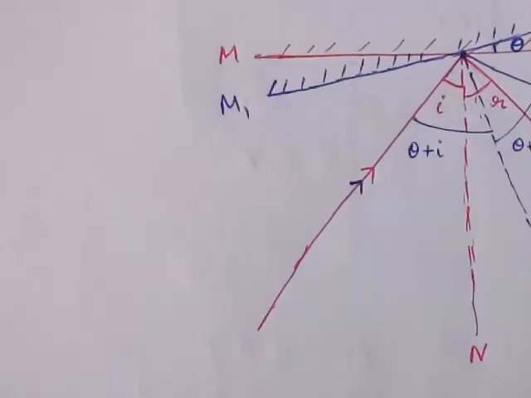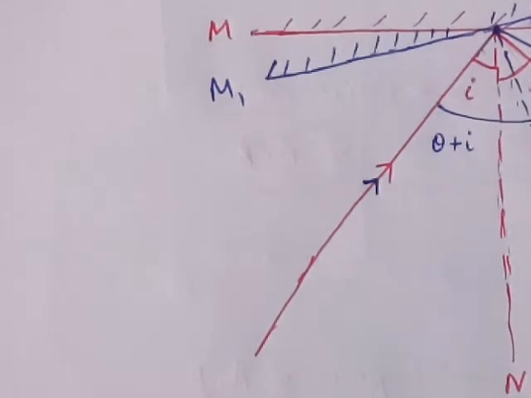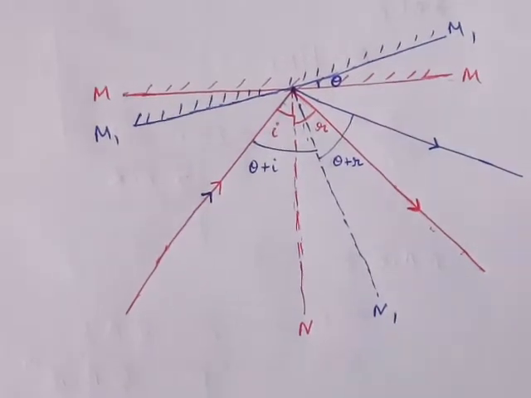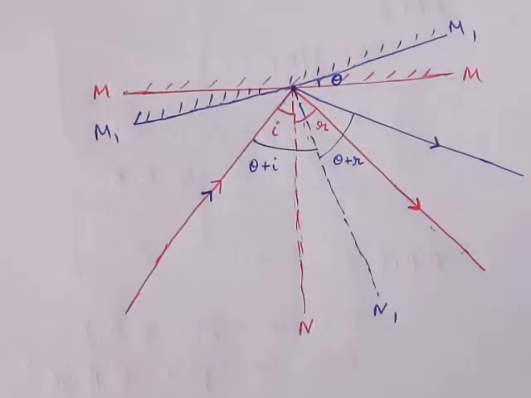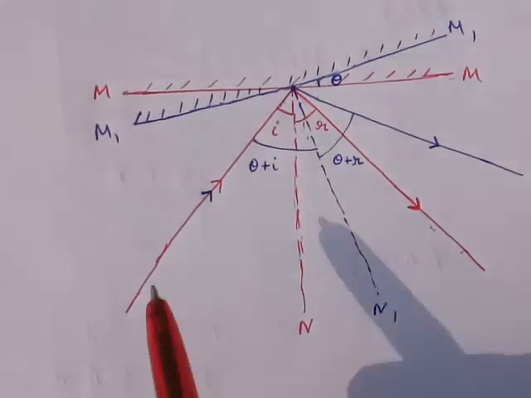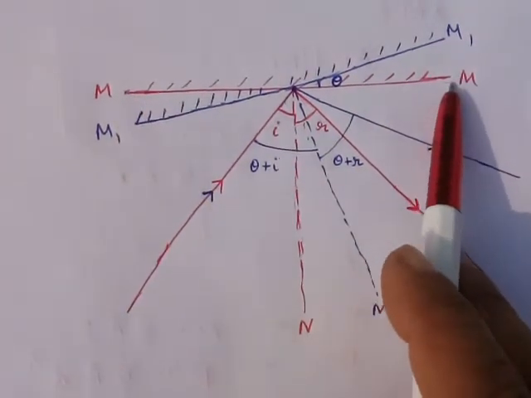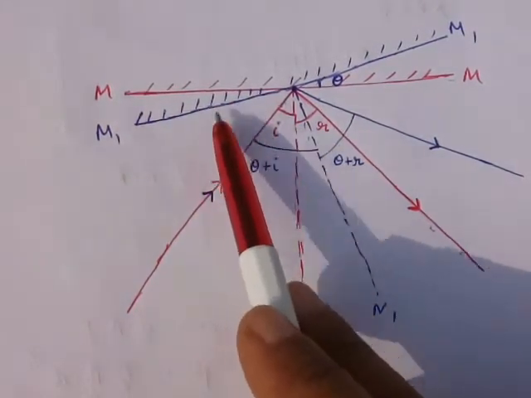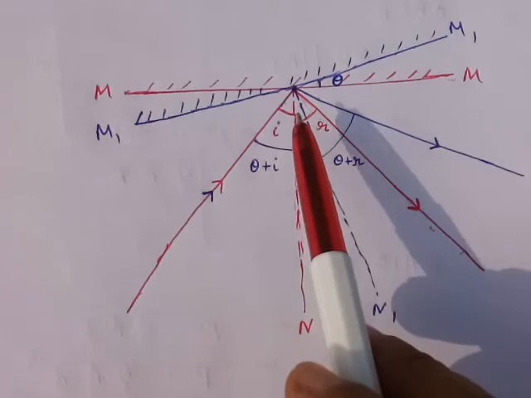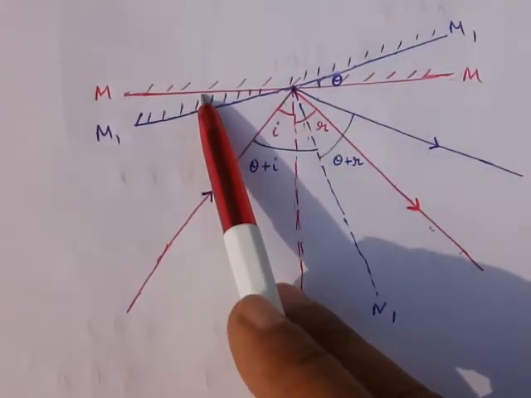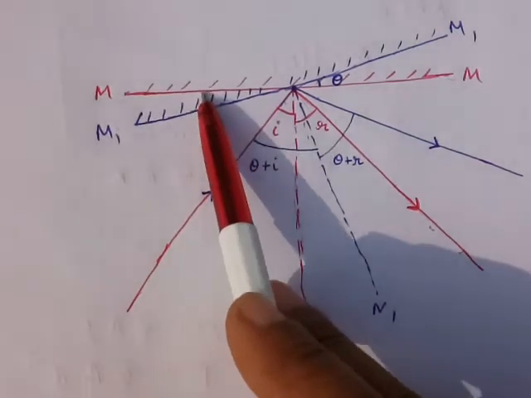So let us first understand this diagram. Now you can see I have used two color pens, first red and then blue. Initially the mirror is MM, that is the red color mirror. This red color is for initial and this blue one is for after rotation. This MM is the mirror which is initially at this position.